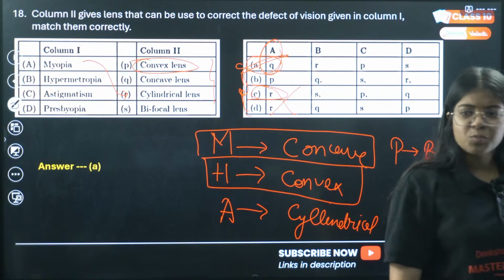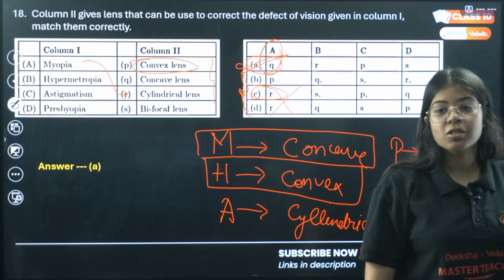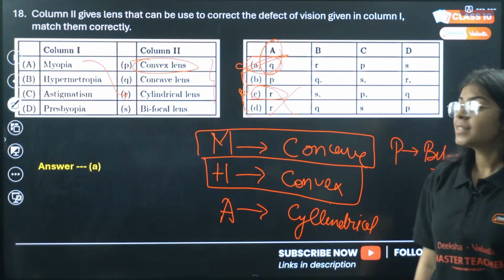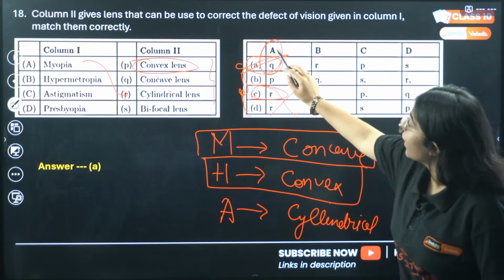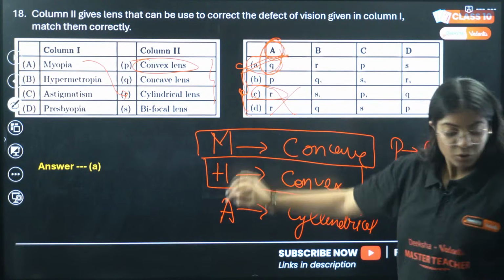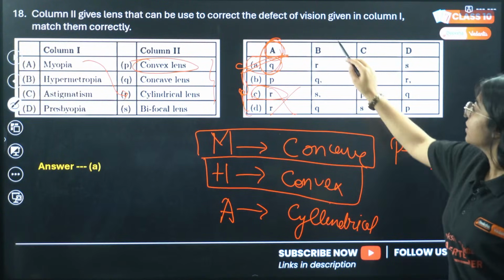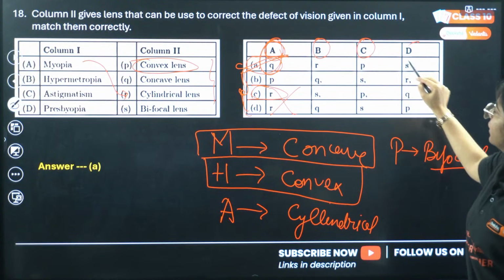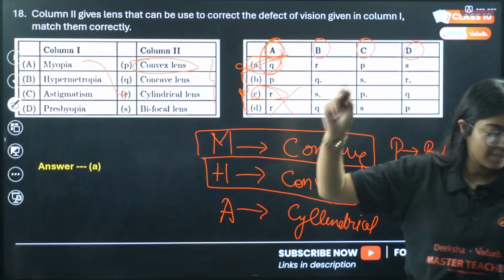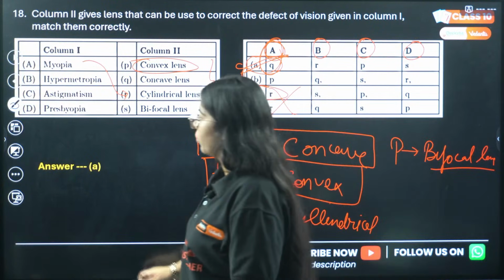Ma'am, I was looking straight at the option. Okay. See carefully. Look at these carefully. Don't make these mistakes. Okay? This A, B, C, D, these are your mirrors. These are your defects. Okay? It's fine. No problem.